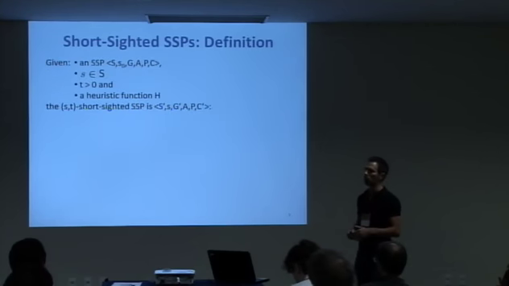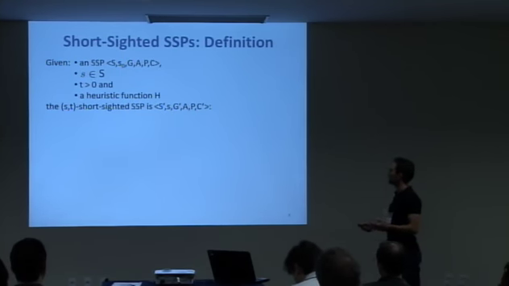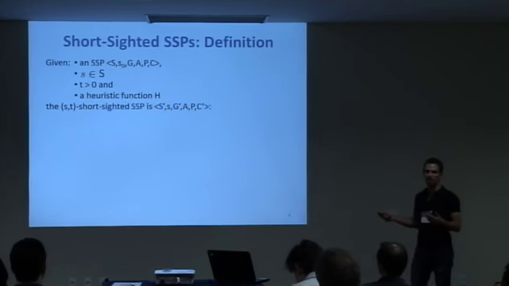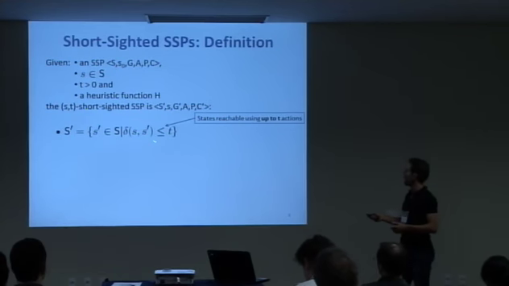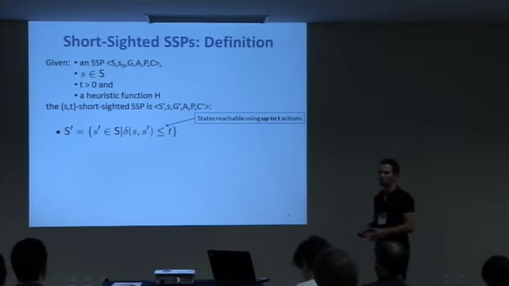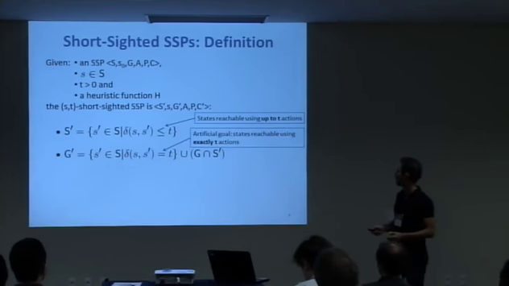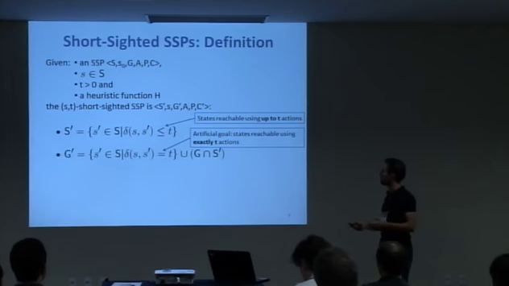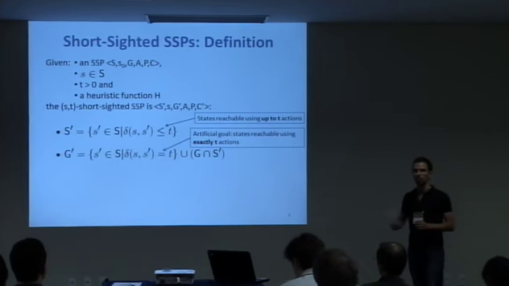Now, being completely formal, if you give me an SSP, one state S, a value of t greater than 0, and a heuristic function, my short-sighted SSP for these parameters is going to be a new state space, S prime. It is defined as all the states S prime in the original space such that I can reach S prime from S using at most t actions. Then I'm going to change the initial state to the state that you gave me, S, and I'm going to change the goal set. Now the goal set is going to be all the states S prime that are reached using exactly t actions. So it's going to be all the states in the ring of the circle.